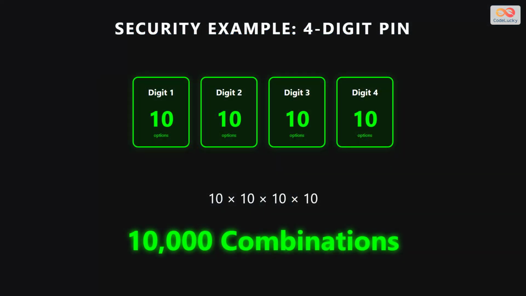This principle is used everywhere in the real world, including digital security. Consider a 4-digit PIN code. Each of the 4 positions can be any digit from 0 to 9, giving us 10 options per position. By multiplying 10 times 10 times 10 times 10, we find there are 10,000 possible combinations.